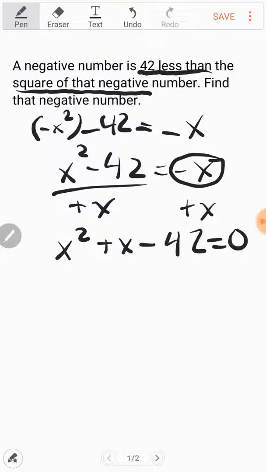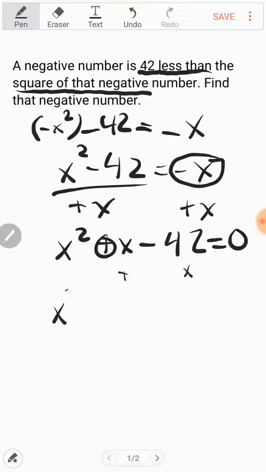Now we can factor this. Well, at least start to factor it. So let's find two numbers that multiply to negative 42 and add to 1, because it's 1x. So I see 6 and 7, and so let's see. Negative 6 and 7 would work because negative 6 plus 7 is positive 1, and negative 6 times positive 7 equals negative 42. But negative 7 and positive 6 adds to negative 1, but we need positive 1.